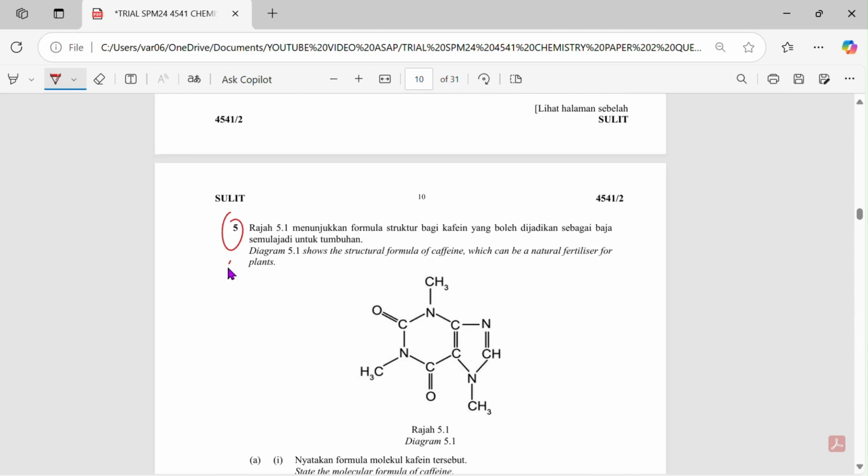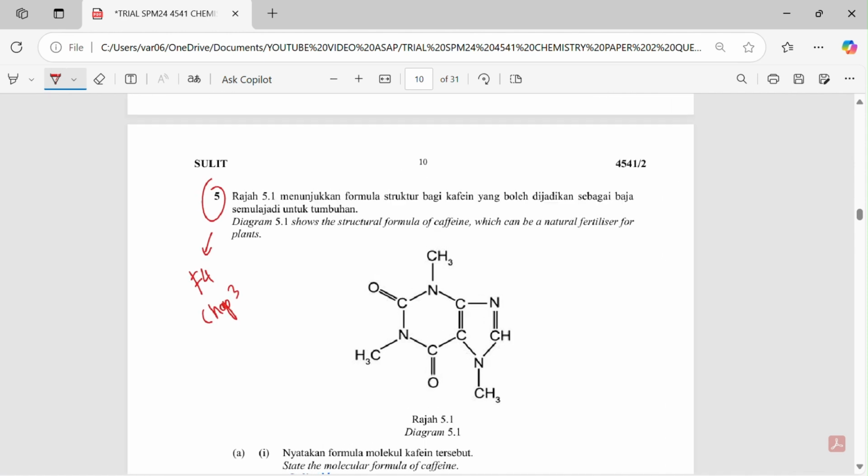Question 5 is from Form 4 Chapter 3. Rajah 5.1 menunjukkan formula struktur bagi kafein yang boleh dijadikan sebagai baja semula jadi untuk tumbuhan. Nyatakan formula molekul kafein. Okay, in this case, very simple.